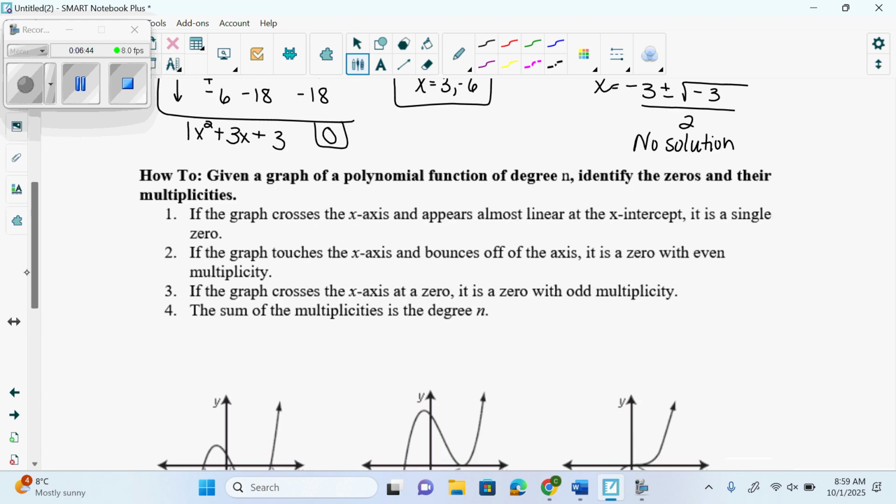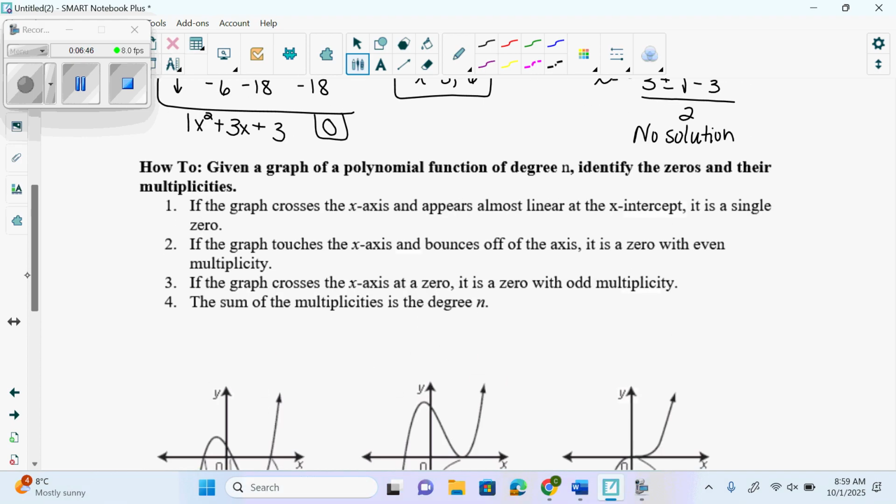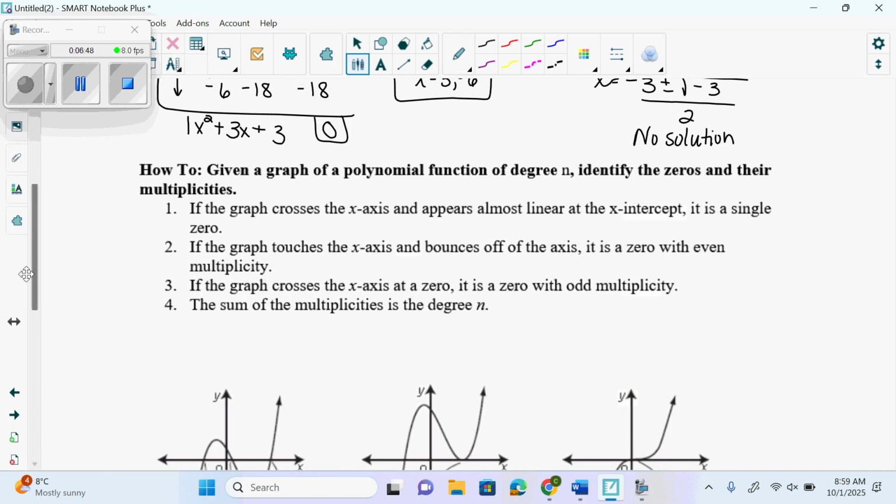Okay? So, we're going to talk about a little bit of something first. How to, given a graph of a polynomial function of degree n, because it could be up to degree 5, right? I'm not allowed to actually ask anything higher than that. Identify the zeros and their multiplicities. So we're trying to figure out what the zeros are, the x-intercepts, the roots, okay? And their multiplicities. So just because it goes through once, that means it would have a multiplicity of 1. But in order for your graph to bounce, it has to have over a multiplicity of 1 on that x-intercept.